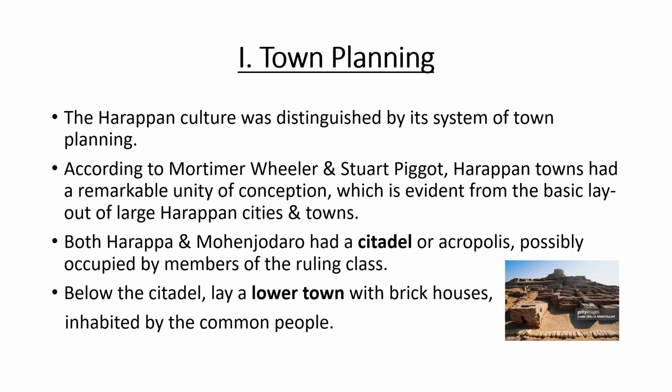Below the citadel, in each city lay a lower town with brick houses that were inhabited by the common people. Now, this system of having a citadel or acropolis and a lower town was found in most of the sites of the Harappan civilization except in Dholavira, where we have three divisions: the citadel, the middle town, and the lower town. This is a picture of the citadel and the lower town, what you are seeing in this slide, and you can guess from it how the citadel and the lower town were planned.